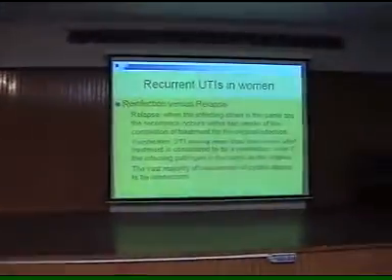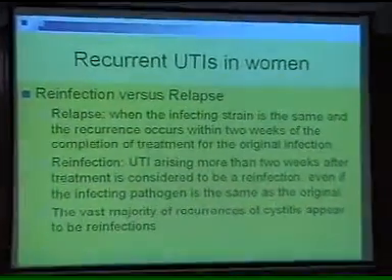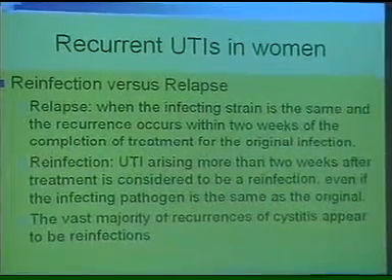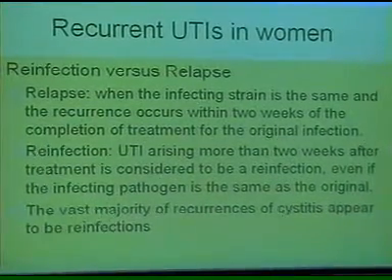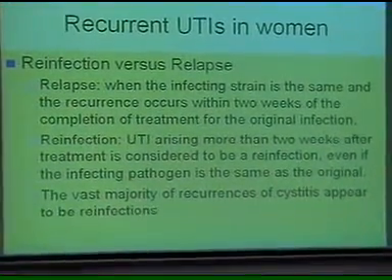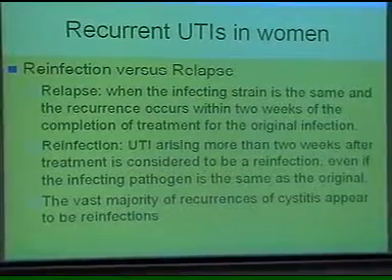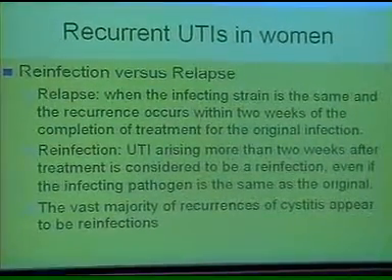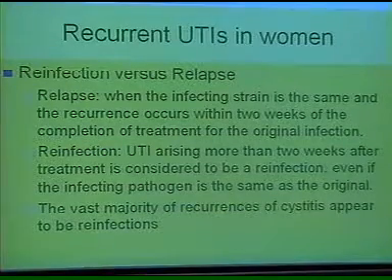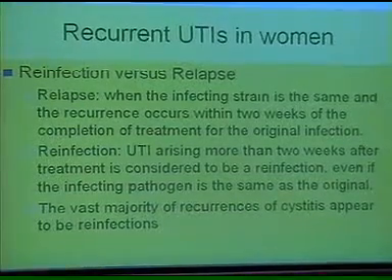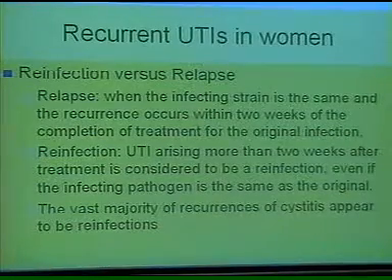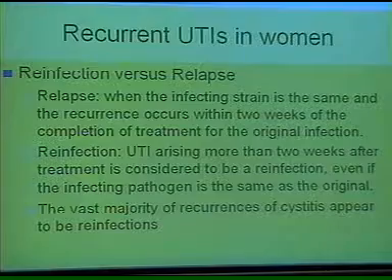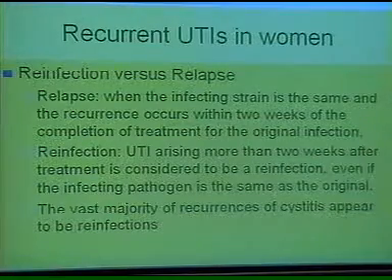Recurrent UTIs are very common in young women, and you have to really differentiate whether it's a relapse or a reinfection. The reason is that for relapse, you have to work up for a complicated infection if the patient has any anatomic or physiological abnormality in the urinary tract. What's the definition of relapse? When the infected strain is the same and the recurrence occurs within 2 weeks of the completion of treatment. This is relapse. It means that your antibiotic treatment has failed to eradicate the original pathogen.